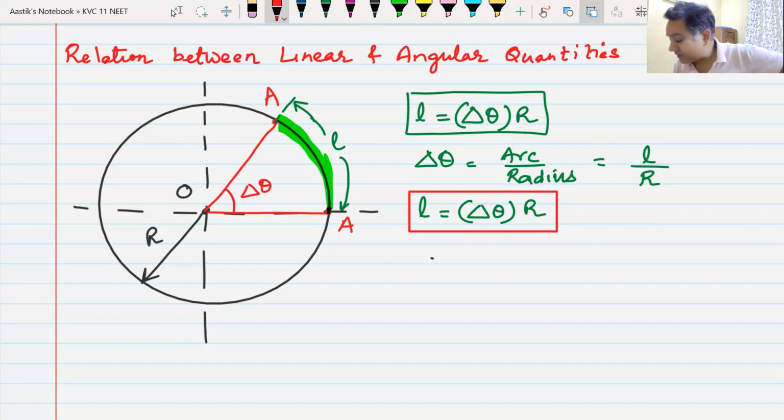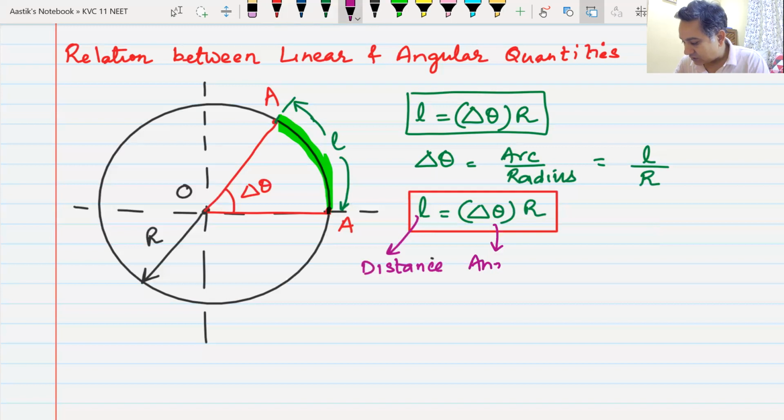So this is the relation between the linear quantity and the angular quantity. This linear quantity is distance. This is the angle it has turned. And this is the radius. Do we understand this? Yes or no?